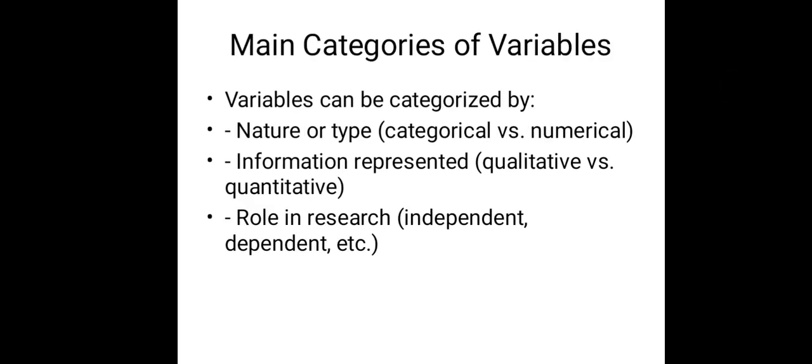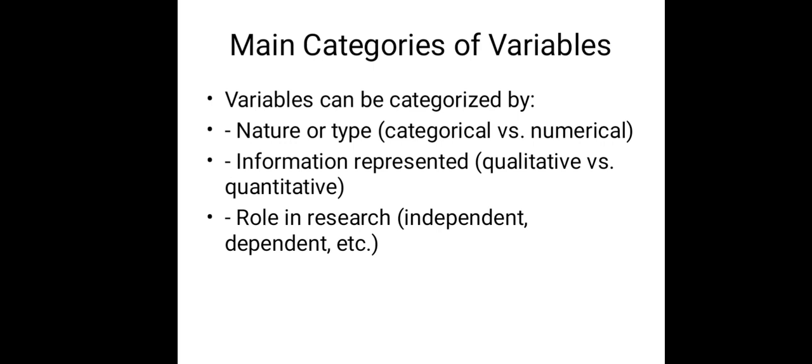Then for us to understand these variables very nicely, we need to dip into their main categorization. And according to this session, we are going to categorize them into three. First is nature or type of variables. So categorization of variables according to nature or type. Then the second one is categorization of variables according to the information presented. Then three is the role in research. So categorization of variables according to their role in research.